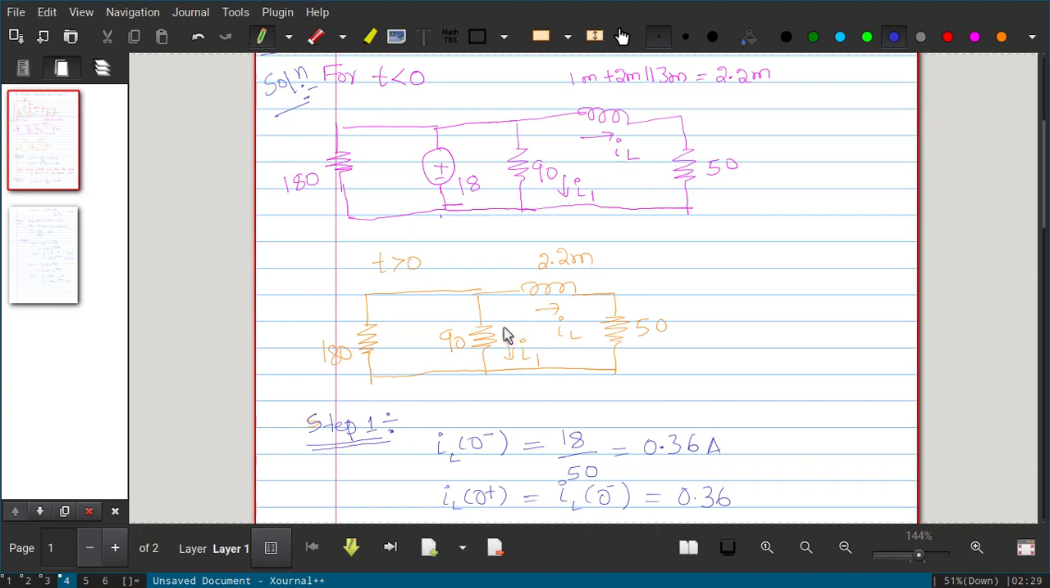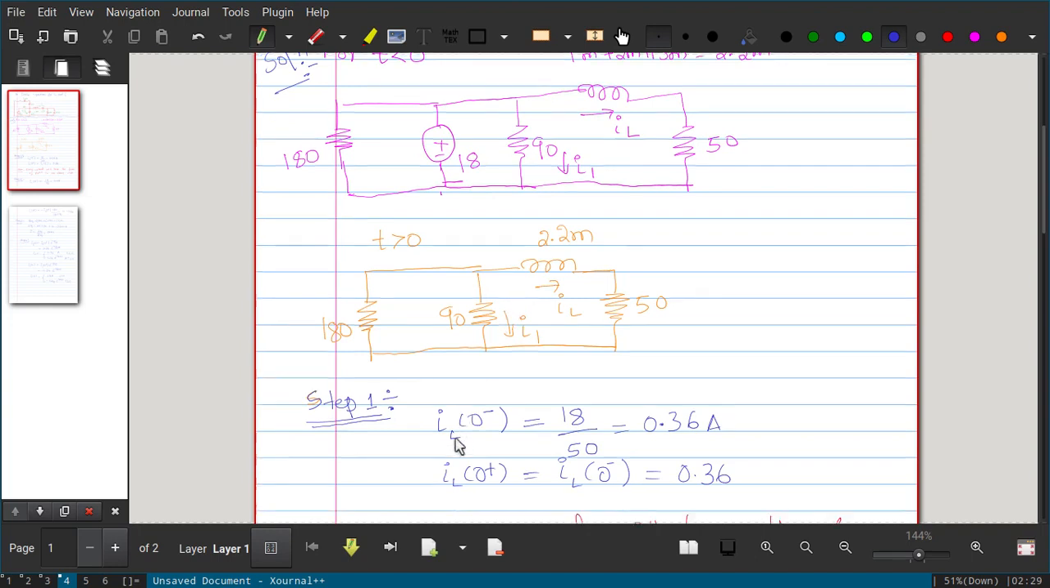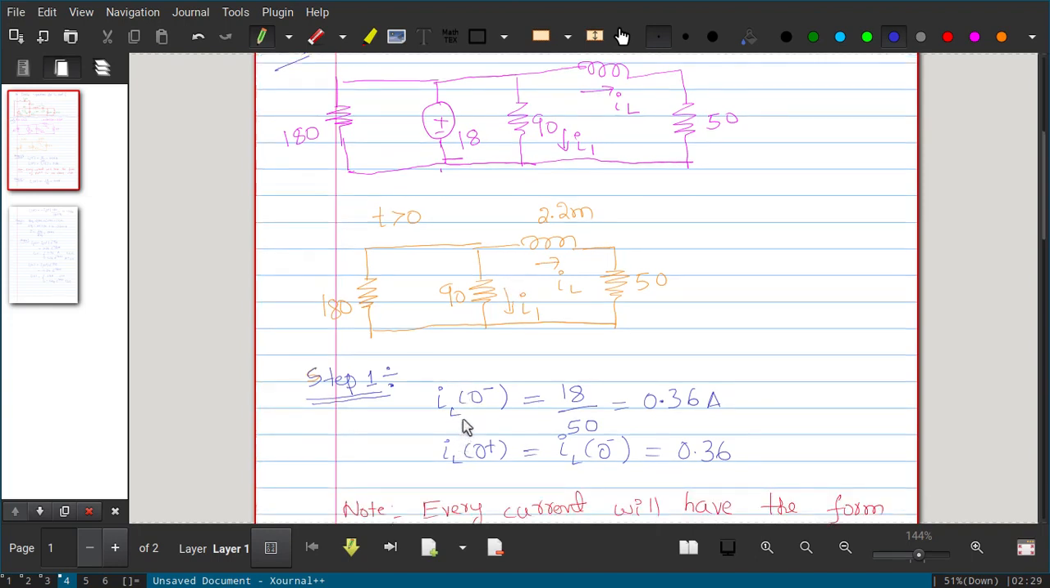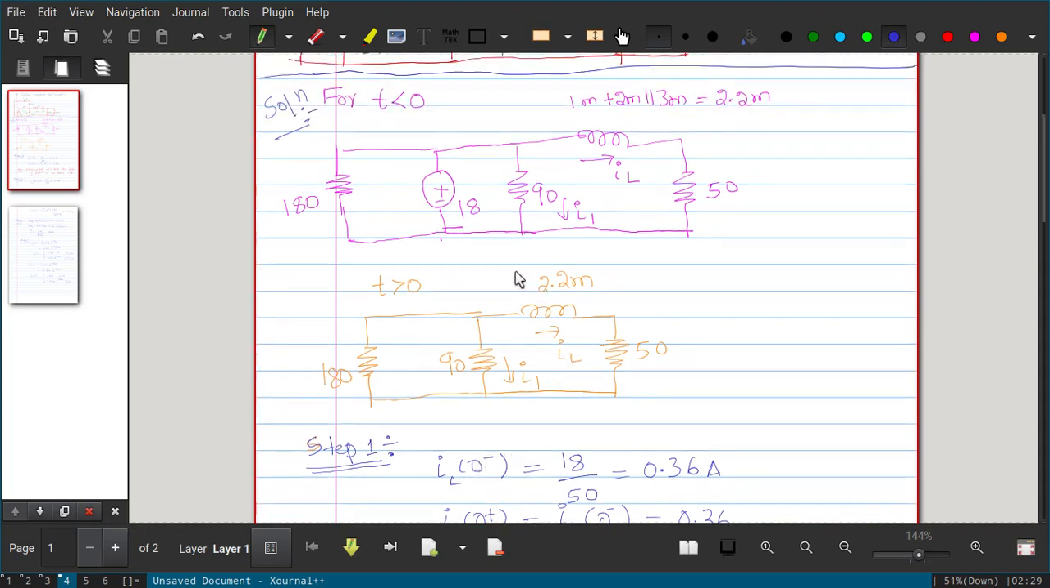Later you have to replace it by the inductor only. Okay. So step 1, we first have to calculate IL of 0 minus. What is IL of 0 minus? This inductor will act like a short. So the 18 volt battery is there across 90 ohm, 50 ohm and 180 ohm. So what is the current flowing through the 50 ohm? The same current flows through the inductor. So it will be 18 by 50, so you will get 0.36 ampere.